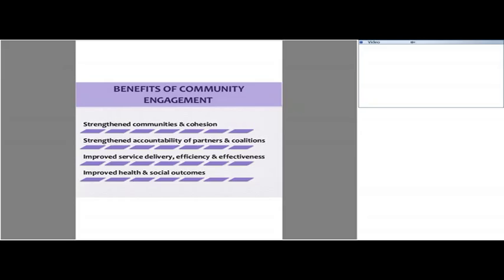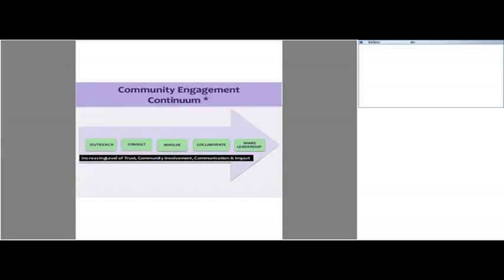There's going to be strengthened communities. There's going to be better cohesiveness, strengthened accountability, both of the partners and coalition to coalition, improved service delivery, efficiency and effectiveness, we would hope, and finally, improved health and social outcomes. On the next slide, you'll see what's called the community engagement continuum.